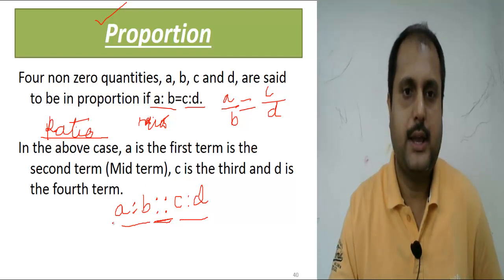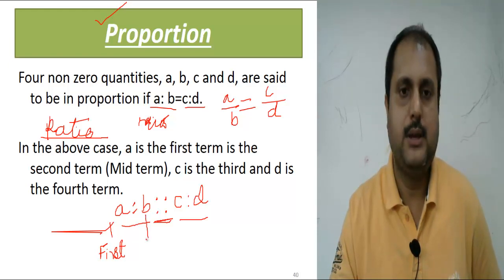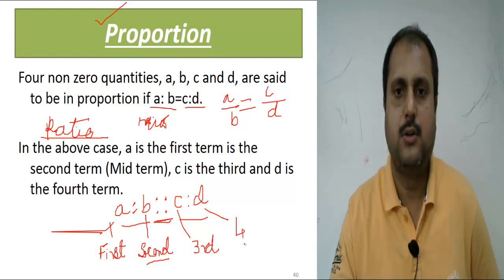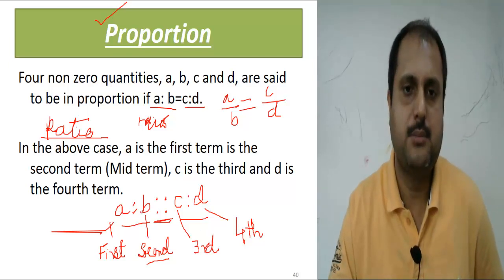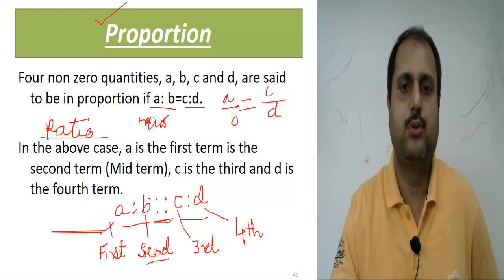Now A will be called the first term, B will be called the second term, C will be called the third term, and D will be called the fourth term. You have to understand this.